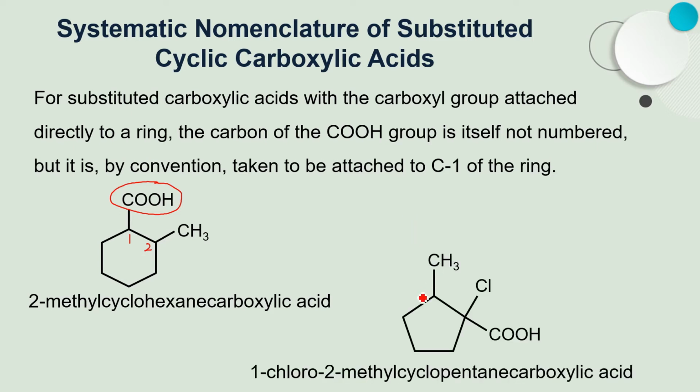The same thing occurs in this example. The carbon of the carboxyl group will not be given as carbon number 1, but the carbon in the ring that is attached directly to the carboxyl group will be numbered as number 1. The IUPAC name of this structure is 1-chloro-2-methylcyclopentanecarboxylic acid.